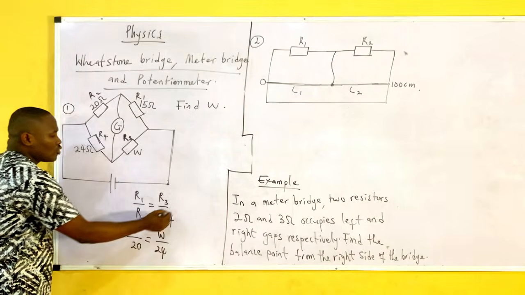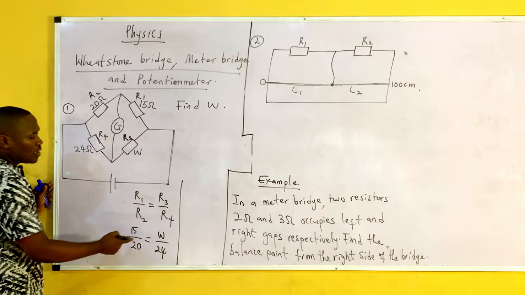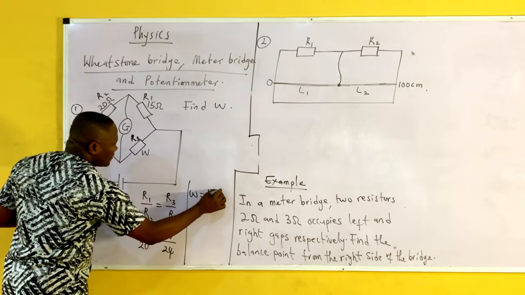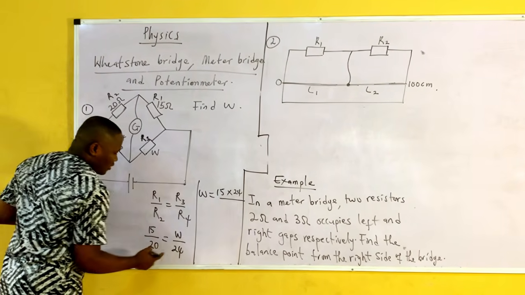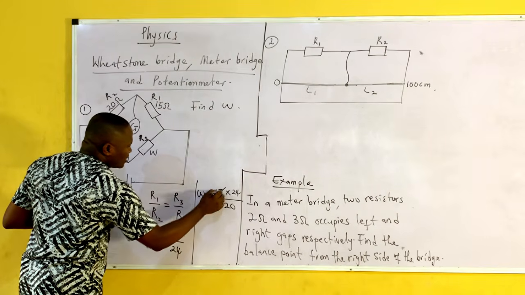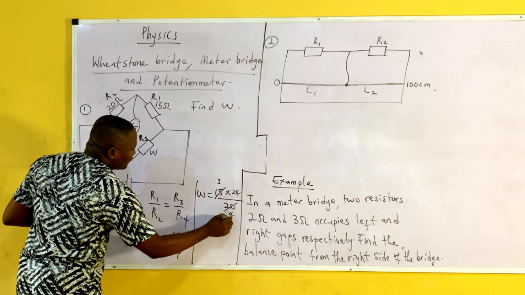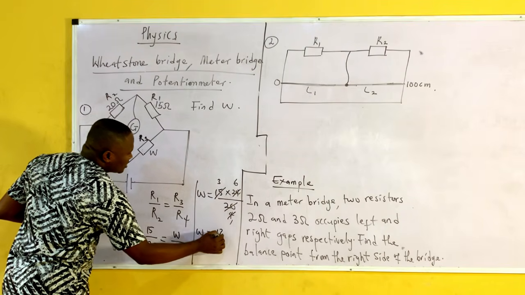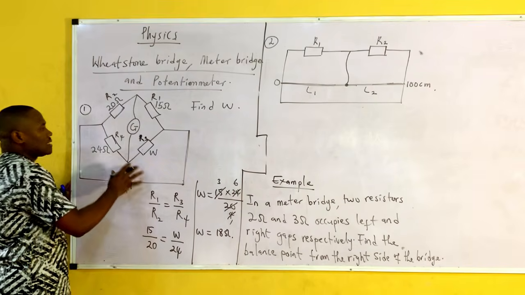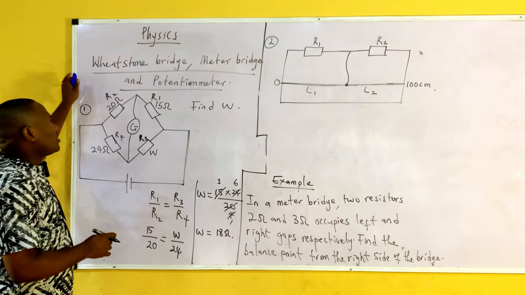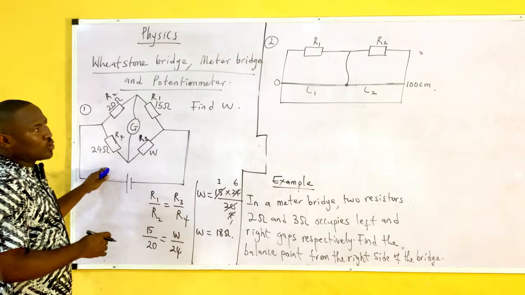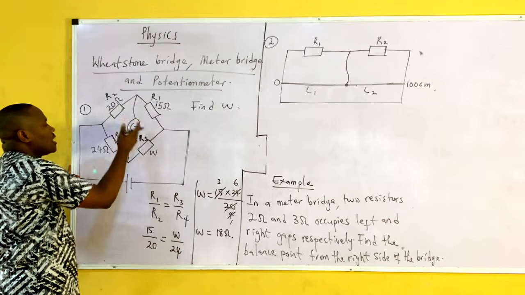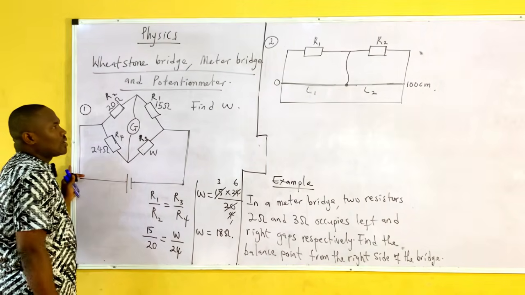So we are looking for the unknown, and this is how we can get it. W will now be 15 times 24 over 20. So this here is 3, this here is 4, 4 here is 1, 4 here is 6. So W becomes 18 ohms. That's how questions from our Wheatstone bridge can be solved. Take note of this. You compare this to this as equal to this to this. That's how it is solved.